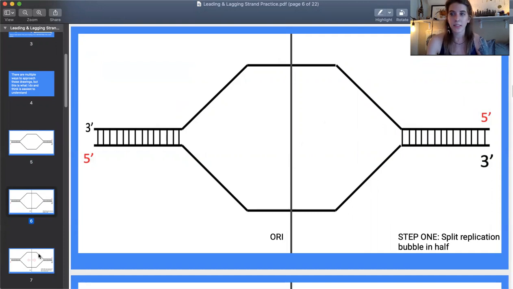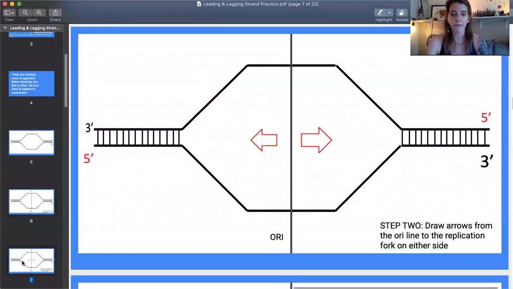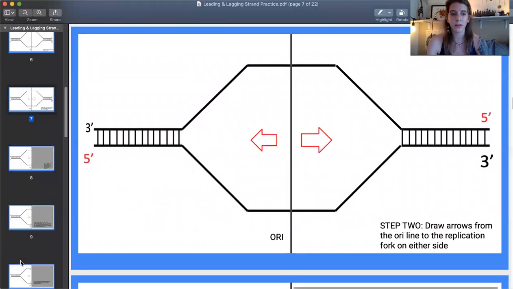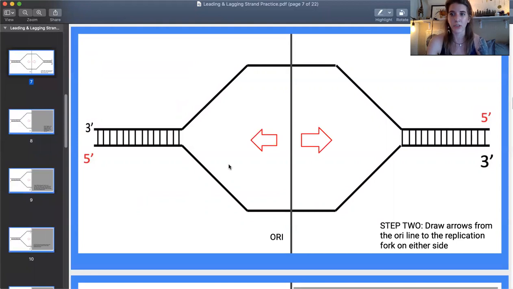So what I would physically do as your first step is to physically draw this line in, and then physically draw the arrows that indicate the direction that the origin of replication is going in. And remember that it's always going to be pointing towards the fork. So it's always going to be stemming outwards from the origin of replication.